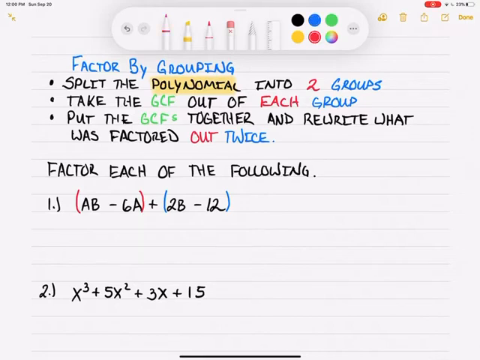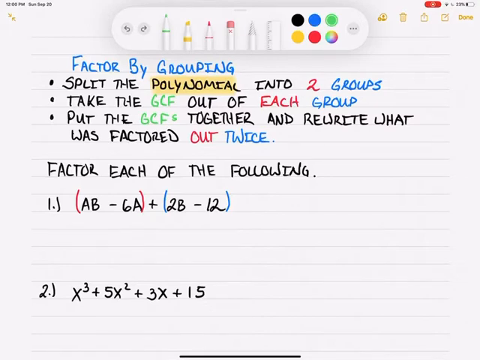In my first group, I have AB and 6A. Both of those terms have an A in them, so they have something in common. In the second group, 2B and negative 12, both of those terms have an even number attached to them, so I know I can divide both of those numbers by 2. What I'm going to do next is take the GCF out of each group.